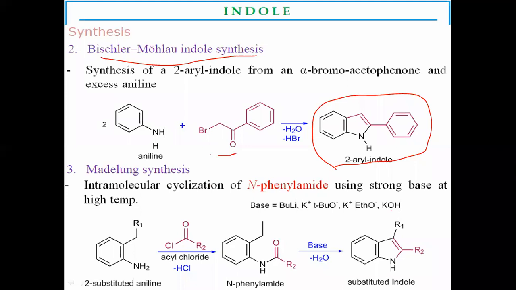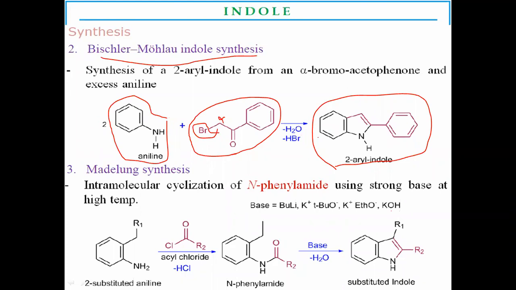This is the structure of alpha-bromoacetophenone. This is the alpha position. On alpha, this bromine is substituted. Alpha-bromoacetophenone reacts with the excess aniline. This is the structure of aniline. They undergo cyclization by liberation of one water molecule to make the 2-aryl substituted indole. That is 2-aryl indole formation. In this way, you have another method for the preparation of indoles.